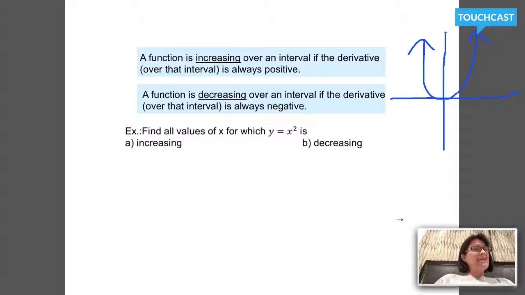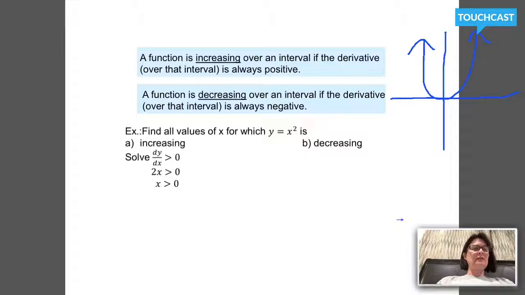So when is a function increasing? A function is increasing anywhere its derivative is positive. So that's exactly what we're going to do. We're going to solve this inequality. Where is the derivative positive? And you're going to have to be able to make that connection. Positive means greater than 0.